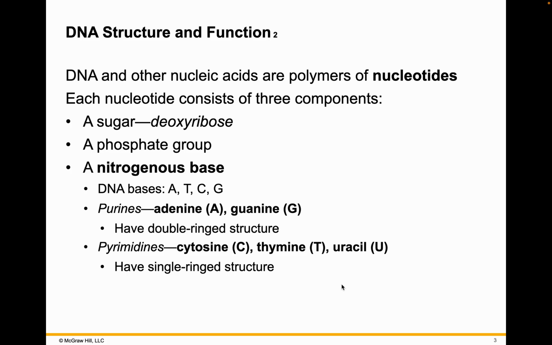DNA and other nucleic acids are polymers of nucleotides, and each nucleotide consists of 3 major components: a sugar, a phosphate group, and a nitrogen base. In the case of DNA, that sugar is deoxyribose, and in DNA, the bases we have are A, T, C, and G. 2 of those are purines, which have a double ring structure, that's adenine and guanine, and 2 of them are pyrimidines, cytosine, and thymine in DNA, and uracil in RNA. These only have a single ring structure.